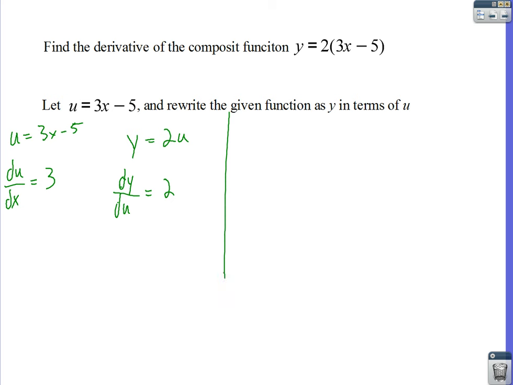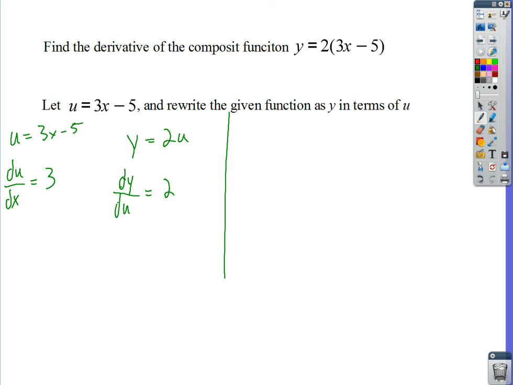Let's go grab a different color. Why? I like colors. What if I were just to take my function up here, y is equal to 2 times 3x minus 5, and expand this out. I expand this out to be y is equal to 6x minus 10. So now when I take the derivative of this, I get y prime is just equal to 6.